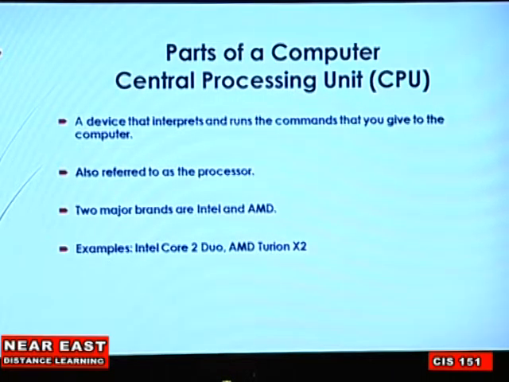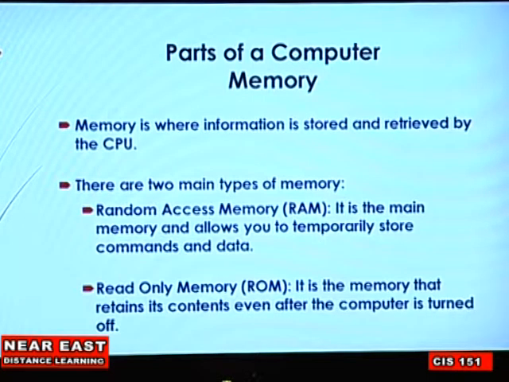There are two major brands of CPU. There is Intel and there is AMD. For example, we have Intel Core 2 Duo and AMD Turion X2. Intel Core Duo is an old version now. We have new versions like Core i3, Core i4, Core i5, Core i7. There are many new versions coming out from Intel.